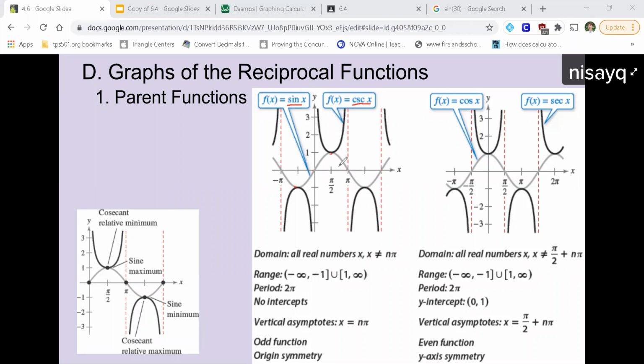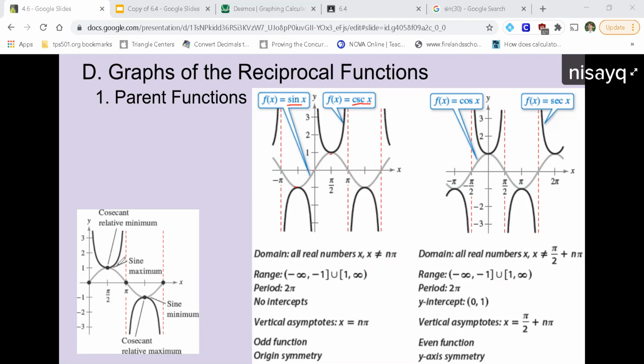Because cosecant is just the reciprocal of sine. So if you think I have 1 and I flip it over, 1 over 1 is still 1. If I'm at -1 and I flip it over, 1 over -1 is still -1. But if you're at 0 and you flip that over, that becomes 1 over 0, and you can't divide by 0, so that becomes an asymptote.